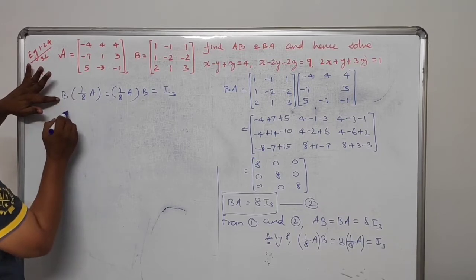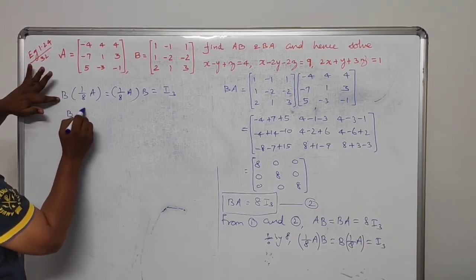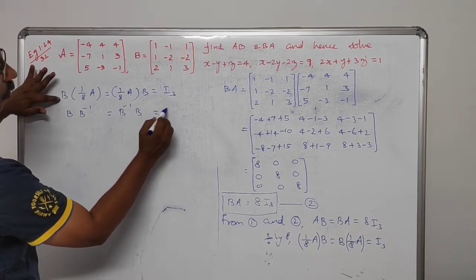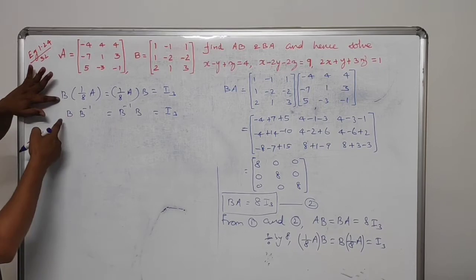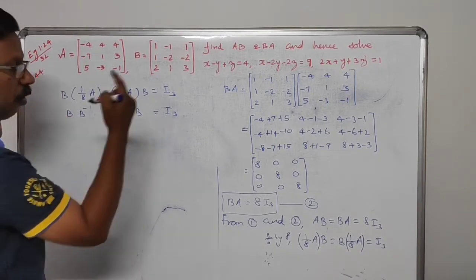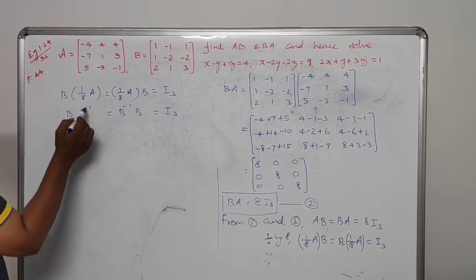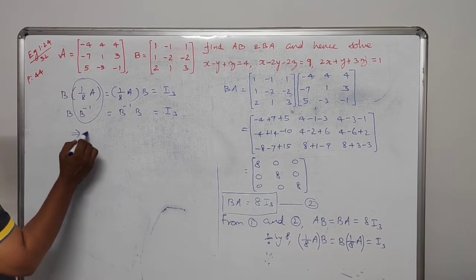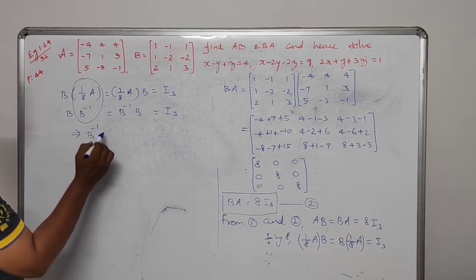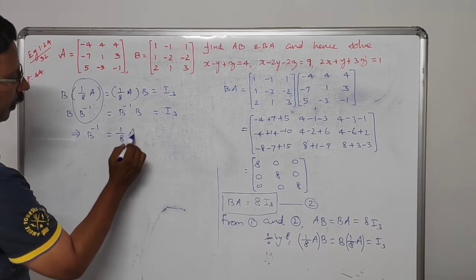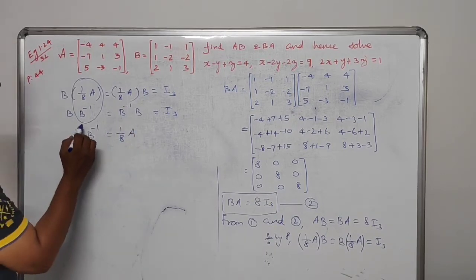That is, B into B inverse is equal to B inverse into B equal to I3. Now this is like A into A inverse equal to A inverse into A equal to I3. Hence, in the place of B inverse we have this one. Therefore, B inverse is equal to 1 by 8 times A.